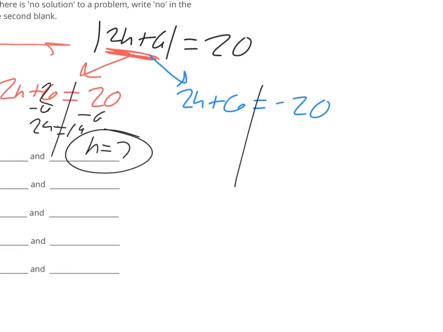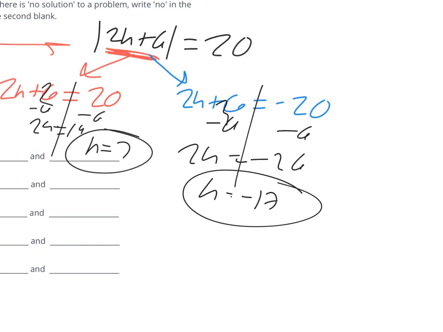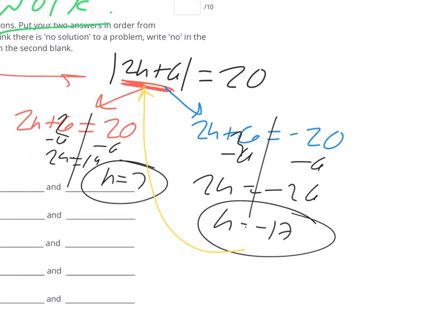But again, if you set them up like this, you will get both answers because you know how to do all the steps. I subtract 6 from both sides. 2h equals -26. Divide both sides by 2, h equals -13. So there's my other solution. If you take -13, plug it up there, 2 times -13 is -26. Plus 6 gives me -20, but the absolute value of -20 is 20. So that one also works.